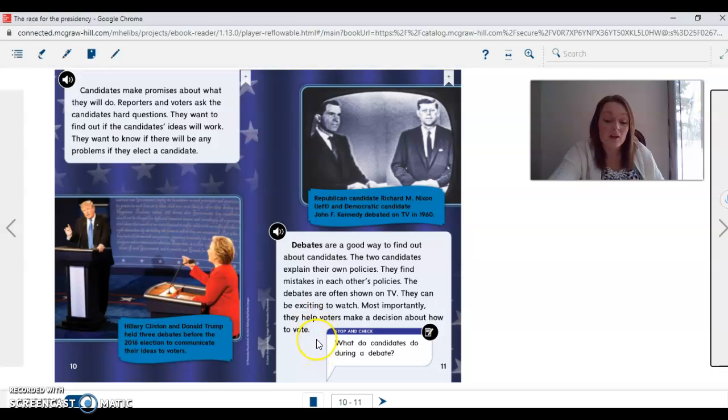The two candidates explain their own policies. They find out mistakes in other policies. The debates are often shown on TV. They can be exciting to watch, and most importantly, they help voters make a decision about how to vote.